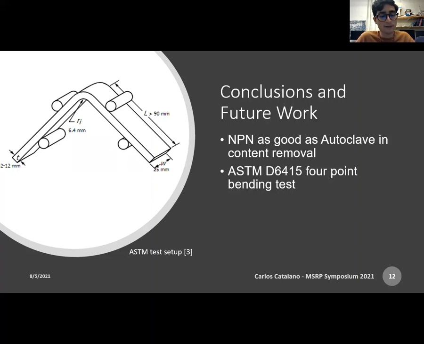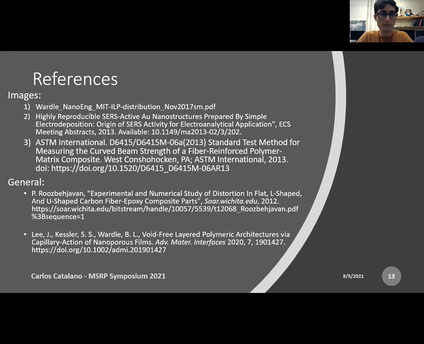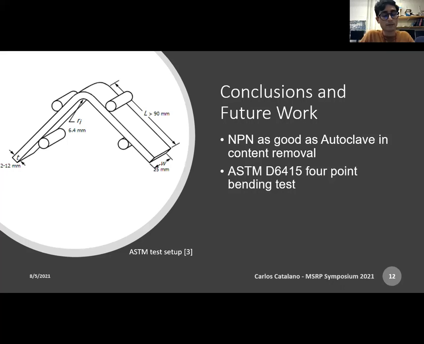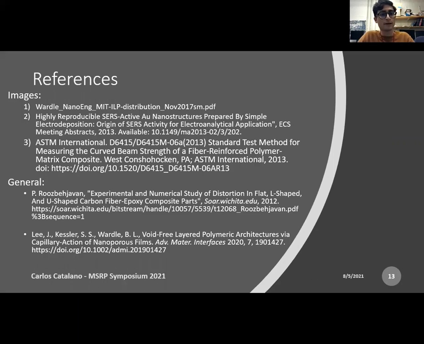The following step is to test the strength of each sample. And for that, we're going to follow the ASTM standard of 4-point bending test as we see here in this image. We expect the test to show that NPN and autoclave are the same strength and the no-NPN to be lower.